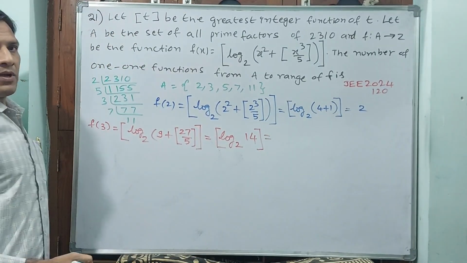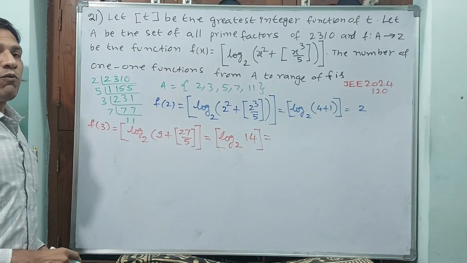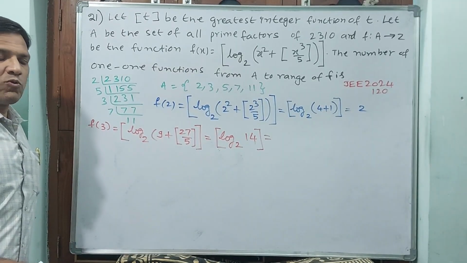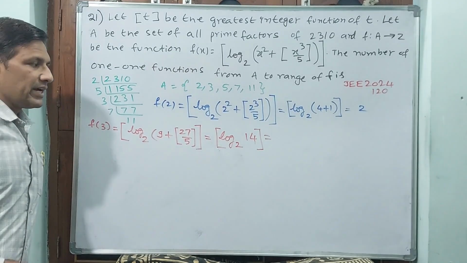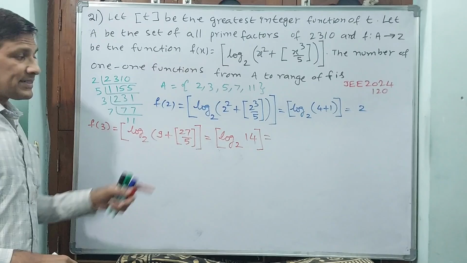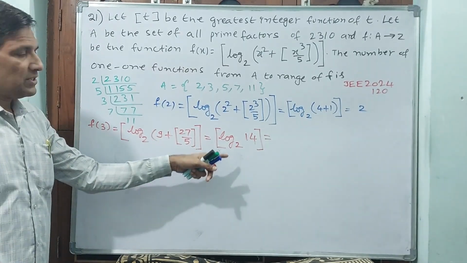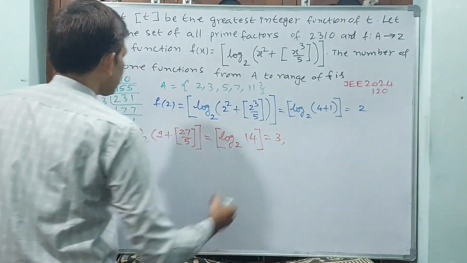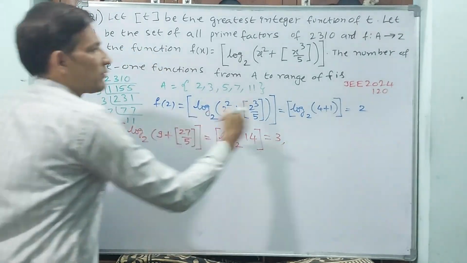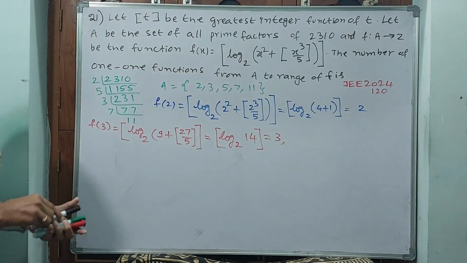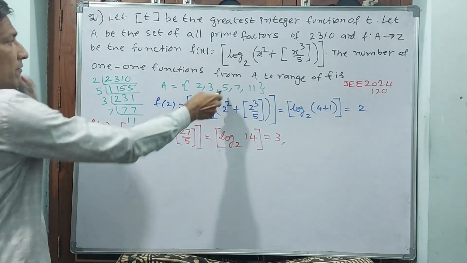Now we know 2 power 4 is 16, 2 power 3 is 8. Greater than 8 and less than 16 is there. The answer is 3 should come. Why? Because 4 should not come; 16 is not there. That is why 3. That means f of 2 has come 2, f of 3 has come 3. Now go for f of 5.